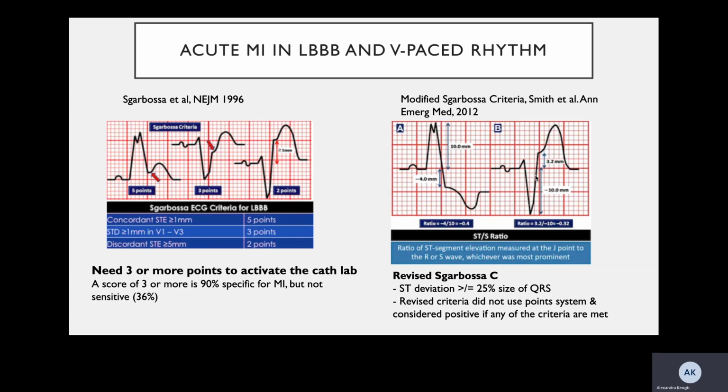So in this revised criteria, they didn't use a point system. They just said if they had this finding, that'd be a sign of acute ischemia. So that's something else to consider. It still is not as sensitive as the other criteria. The main thing to remember is just concordant ST segment deviation. That's the most important thing in assessing for ischemia in a left bundle or V-paced rhythm.